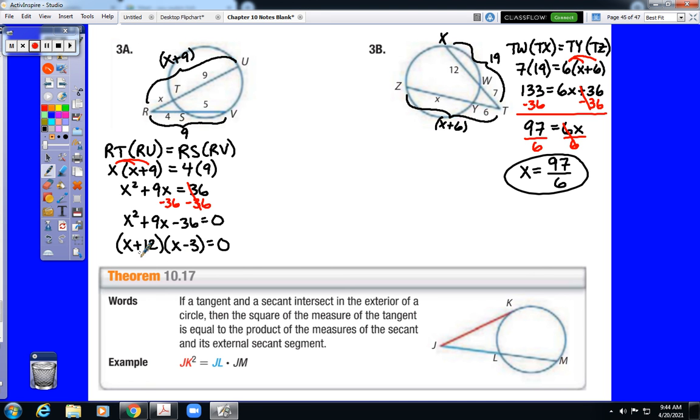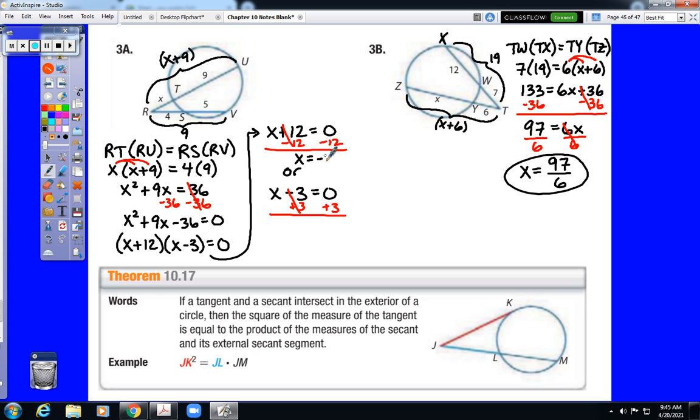Now our zero factor theorem says that we have two sets of things being multiplied together to equal 0, which means either x plus 12 equals 0 or x minus 3 equals 0. One of those two binomials must equal 0. Now, algebraically, these are both solvable equations. We would subtract 12 from each side and add 3 to each side, and that would give us possible solutions of x equals negative 12 or x equals 3.